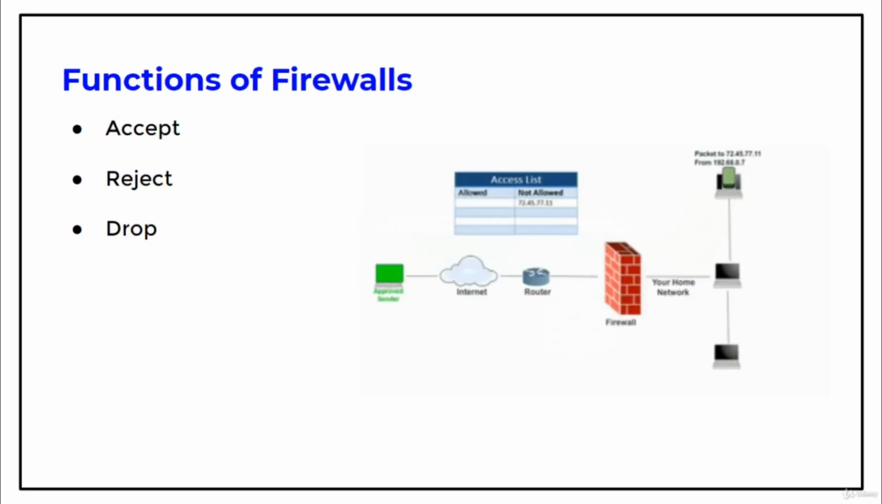So, these are the functions of a firewall: accept a packet, reject a packet, or just drop the packet. You can see in the video, if it is a green packet, the firewall allows it, and eventually lets the packet go inside the network. But if it is a malicious packet, it just rejects and drops the packet.